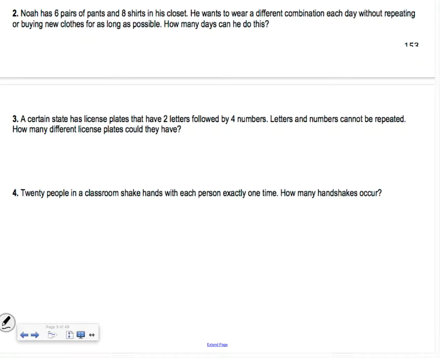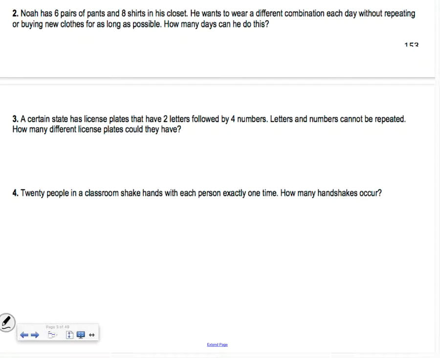Noah has 6 pairs of pants and 8 shirts in his closet. That's it, Noah. Man, slim pickings. He wants to wear a different combination each day without repeating or buying new clothes for as long as possible. Some people do this. Have you heard of the 21 item closet or something? Yeah, and you just have to switch it up. So how many ways can he do this?